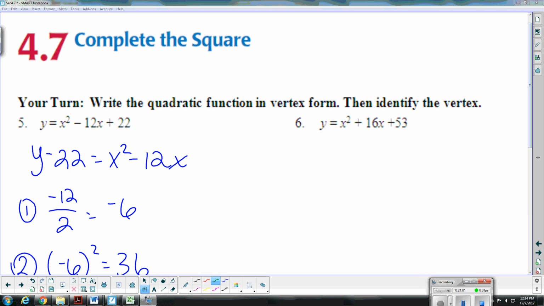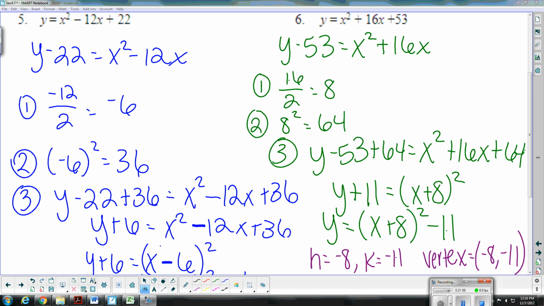All right, and then if you haven't already, please try number 6 on your own, and you can unpause for the solution. For the last one, you can pause the video to see the step-by-step solution, but your final answer should be the vertex is (negative 8, negative 11). So please jot down any questions that you have, and we can address them next time I see you in class.